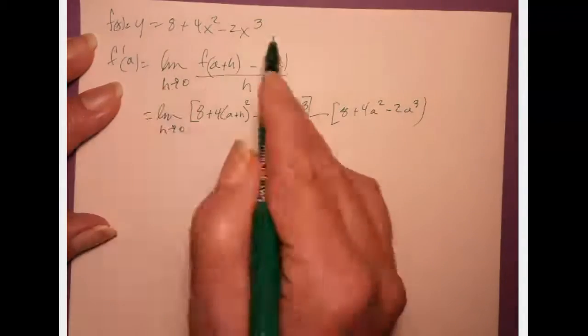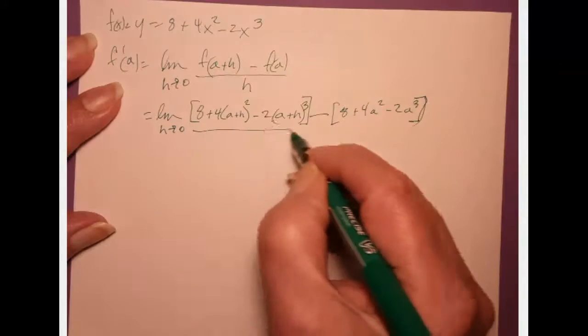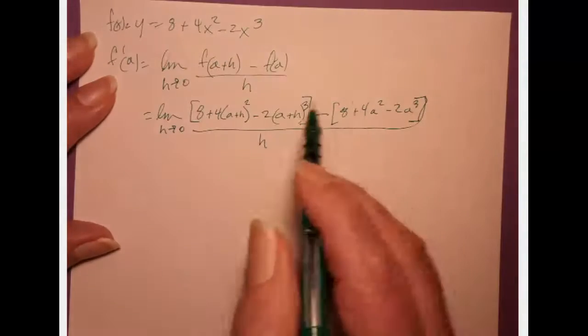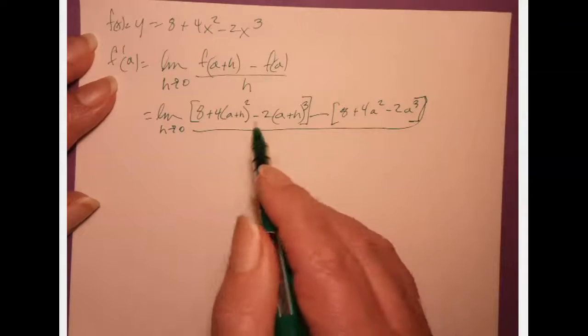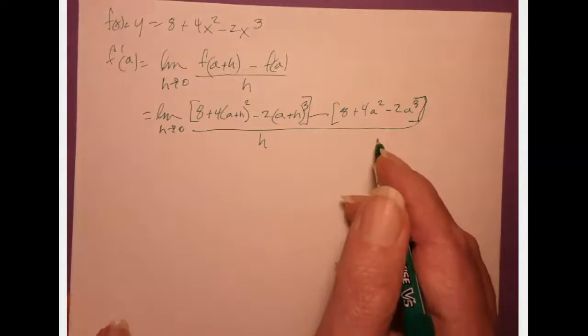Everywhere I see an x, I'm going to put an a. So that's what I have there. I'll put a bracket there. All over h. So some things are going to go away. I'm going to factor out an h, and I'll reduce it. I think we did this on the last test.